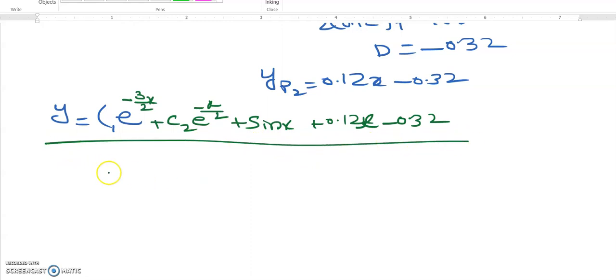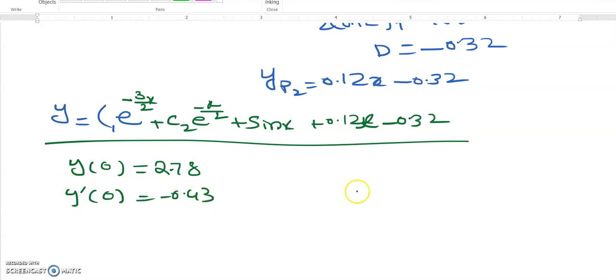So now we have two initial values. These two initial values are y0 is equal to 2.78 and y prime of 0 is equal to minus 0.43. So if you apply these initial values and do the necessary calculations, the final answer, including the initial value problem, will be, in this case, c1 will drop out, c1 will be 0, and then c2 you will get is equal to 3.1.